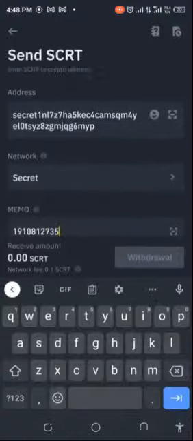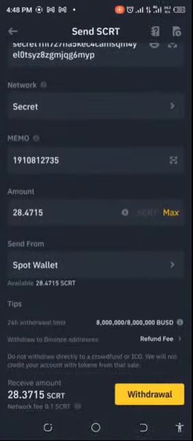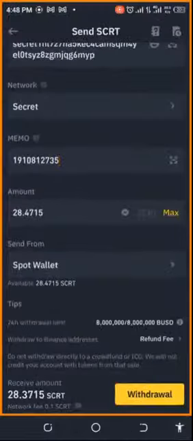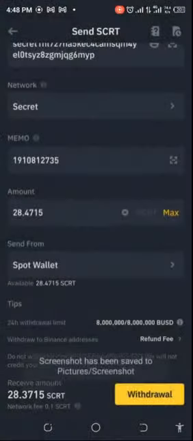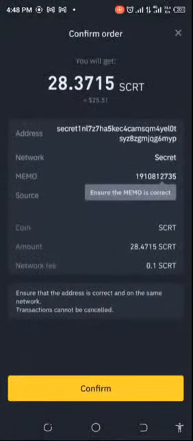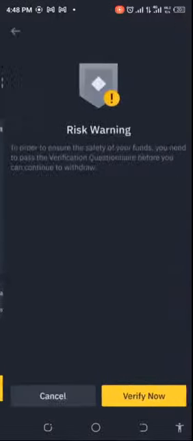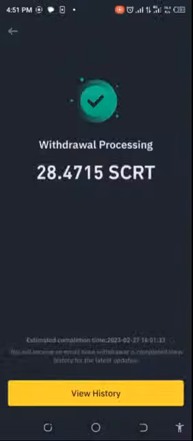Okay, so now we're gonna take up everything that we have here, and you can see we already have that taken. The transfer fee is 0.1 SCRT, which is like 8 cents, which is still on the safe side. It's okay. So we're just gonna go ahead and withdraw. Okay, it's telling me to do my verifications and to confirm whether I want to withdraw this. Okay, I'll do that and then we'll be back. Okay, so 28.47 SCRT is on its way.